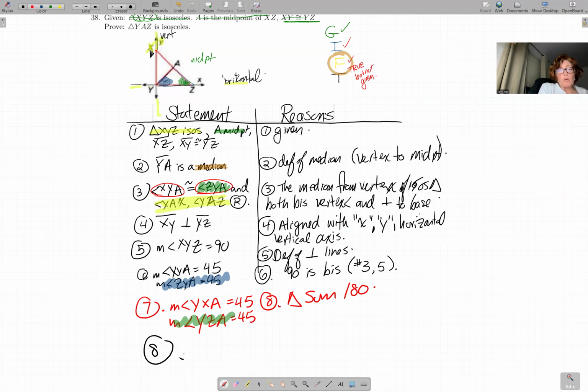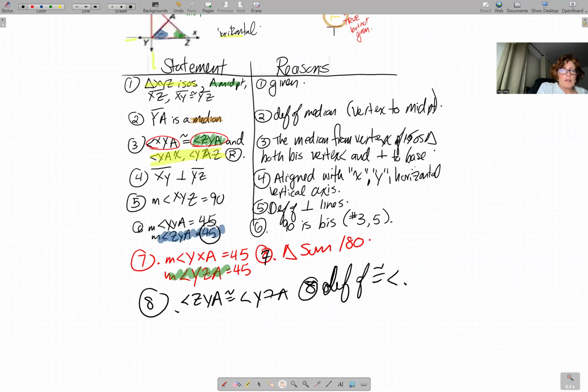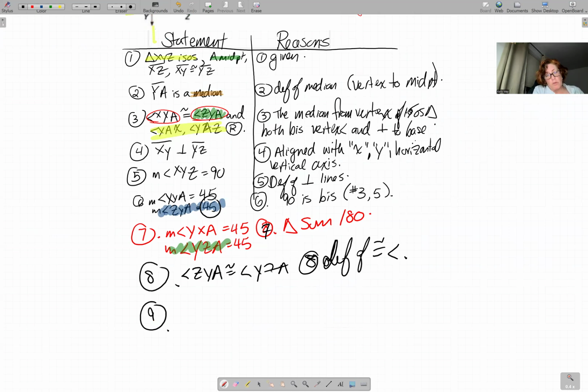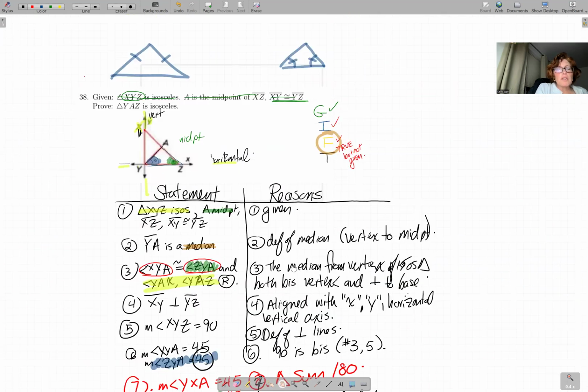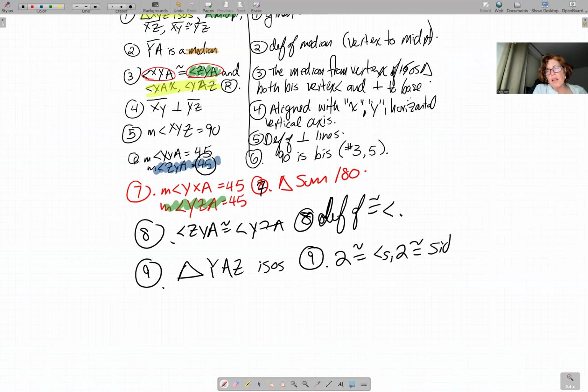So now we need to say those are congruent. Angle ZYA is congruent to angle YZA. That's 7. That's 8. That is the definition of congruent angles. And that's because they're both 45. Last but not least, since we have two congruent angles, we have two congruent sides. So now we can say that triangle YAZ is isosceles, and that's because when you have two congruent angles, it implies that you have two congruent sides. That is called the converse isosceles triangle theorem.